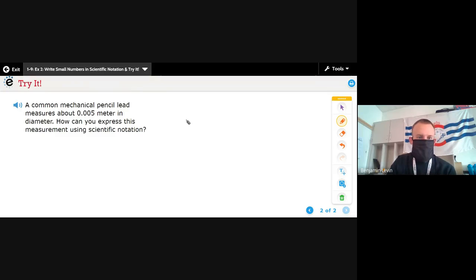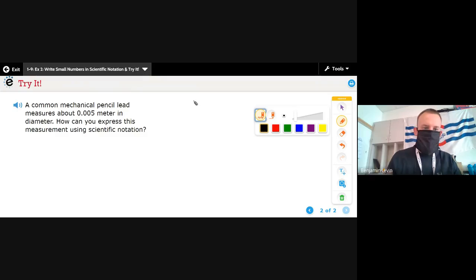So a common mechanical pencil lead measures about 0.005 meters in diameter. How can you express this measurement in scientific notation? So let's go to it. What's our number? What's our one digit going to be? We only have one number in this that we need. What is it?